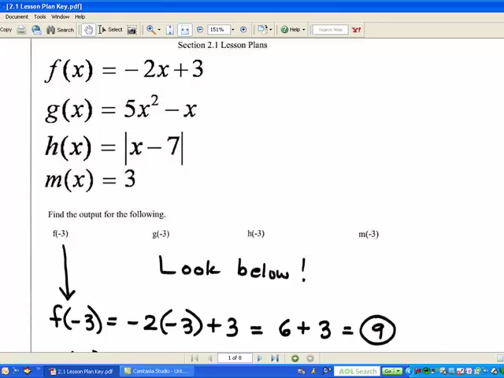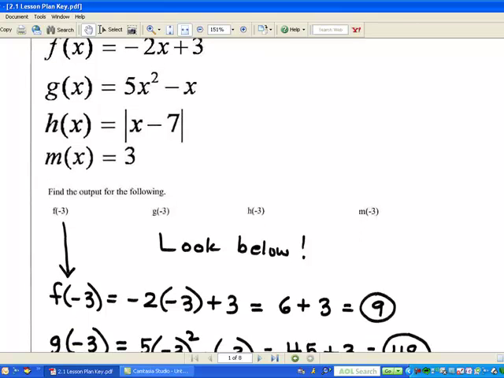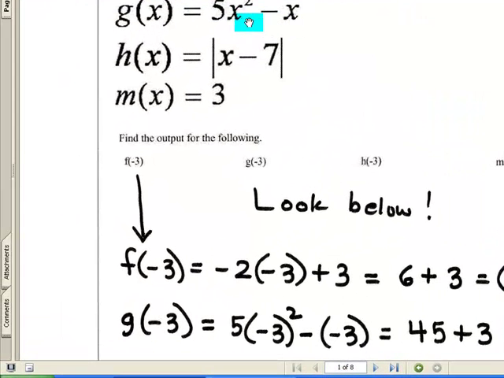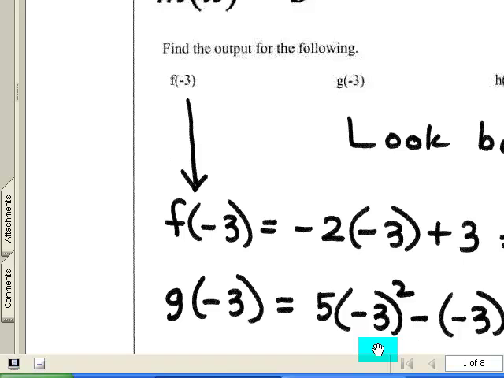So, now we're asked to find g of negative 3. Well, come up here with me. Here we go. Let me get my cursor. Here we are. g of x is 5x squared minus x. So because there are two x's in the rule of this function, that means that every place you see an x, we put in a negative 3. So look what I have down here: 5 times the quantity negative 3 squared, and then minus a negative 3.